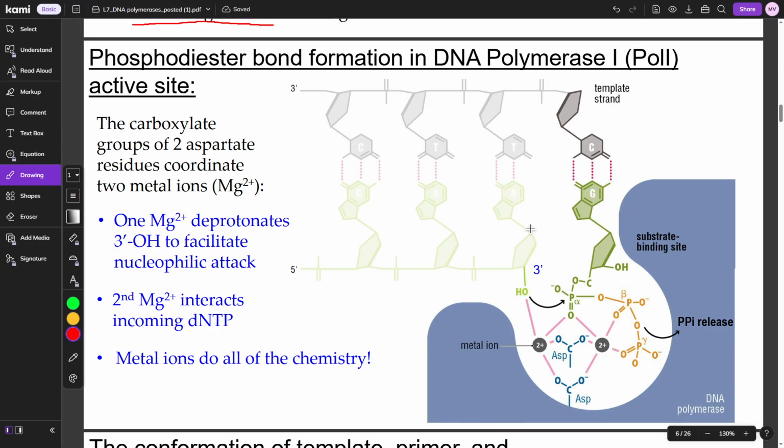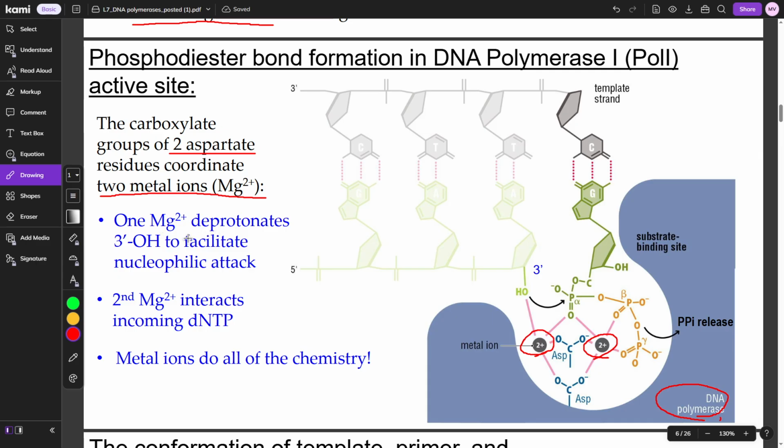Okay, so for phosphodiester bond formation, this is kind of like a little schematic of what the actual mechanism looks like. So, in the actual enzyme itself, DNA polymerase, look at the bottom right here, carboxylate groups of two aspartate residues coordinate with two metal ions. So, there's two magnesiums. These two pluses are magnesium ions, and this is that aspartate. This aspartate and this aspartate. There's two aspartates.